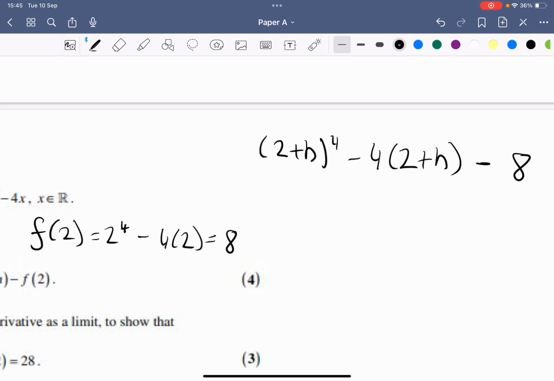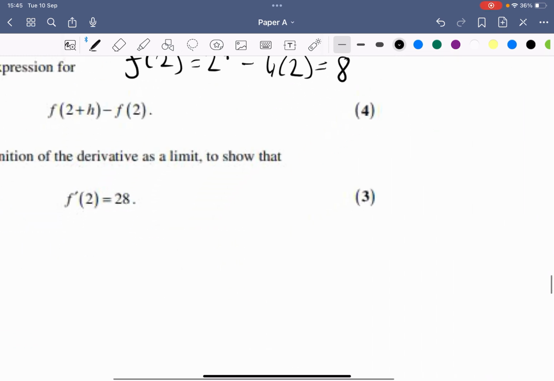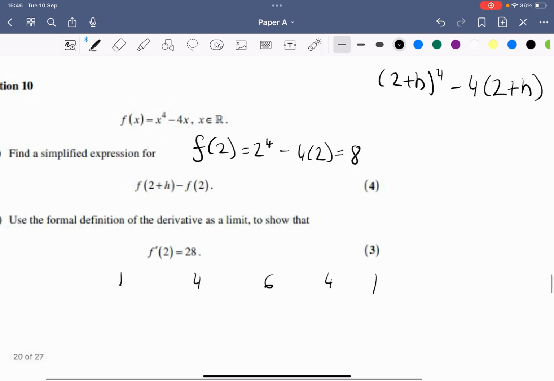Now to do binomial expansion of 4, what I normally recommend is do something like this. So this is my way of doing it. I write the coefficients first. So if it's to the power 4, the coefficients are 1, 4, 6, 4, 1. And then since it's 2 as the first term, I'm going to start with 2. So we go 2 to the power 4, 2 to the power 3, 2 to the power 2, 2 to the power 1, 2 to the power 0.